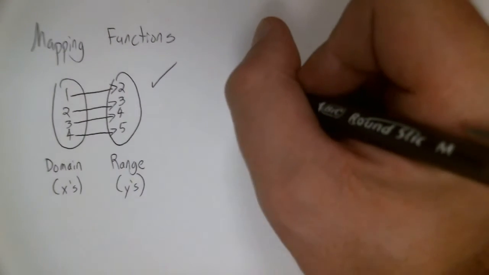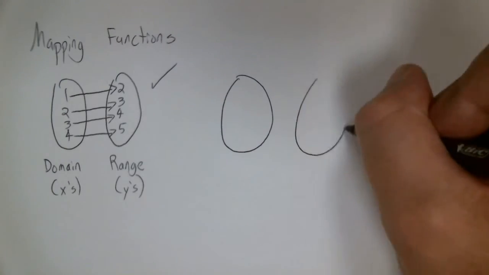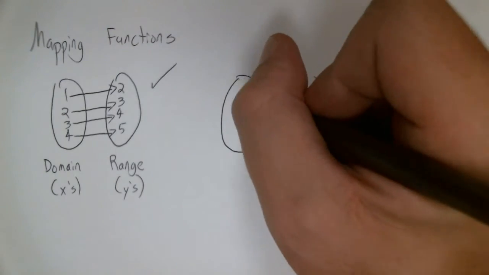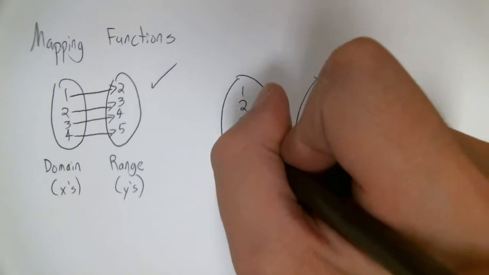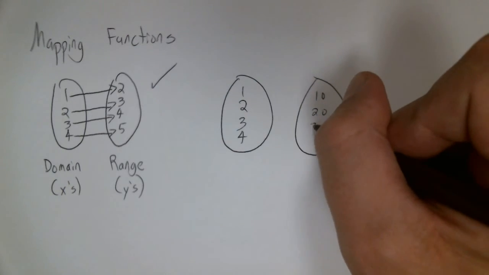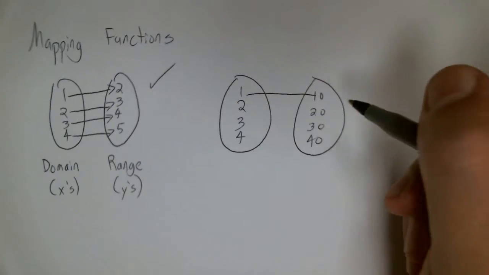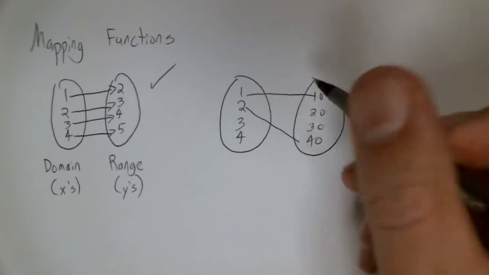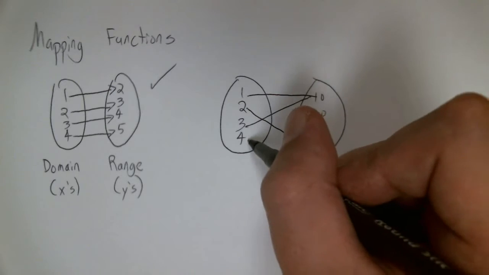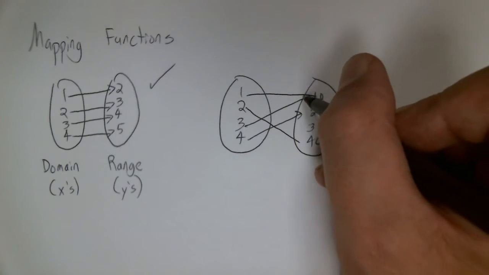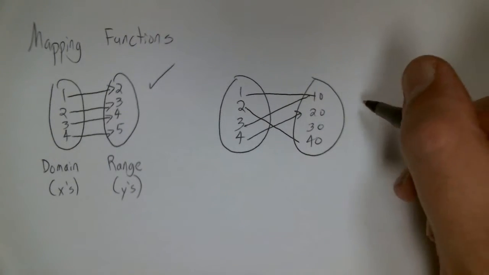Okay, what about if I have something like this? Is this a function? Let's say I have the same numbers, 1, 2, 3, 4, and 10, 20, 30, 40, and let's say I have 1 going to 10, 2 going to 40, 3 going to 10, and 4 going to 20. Is that a function? Okay, and the answer is still yes.